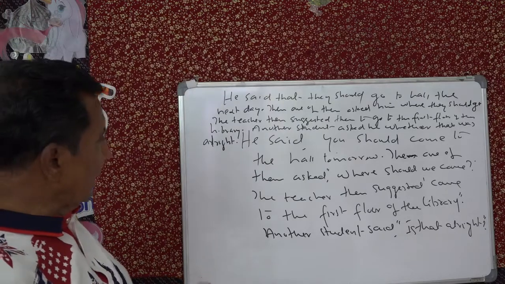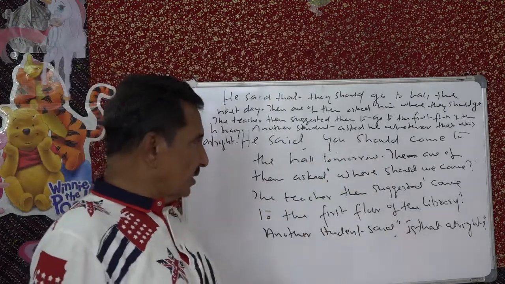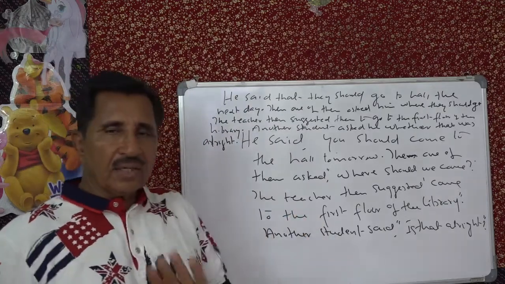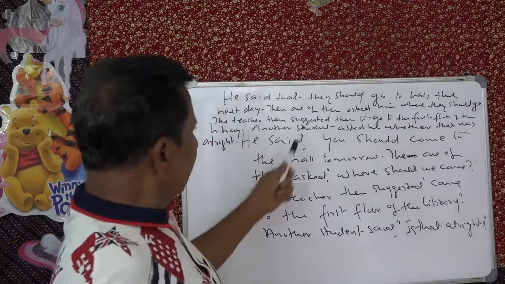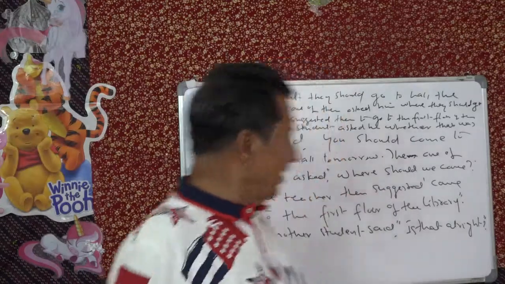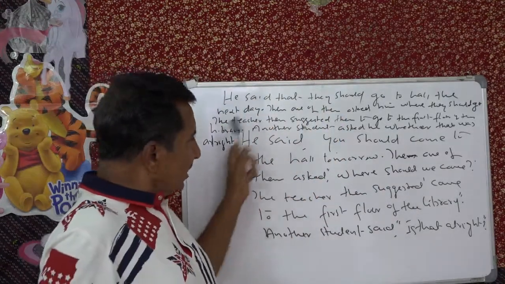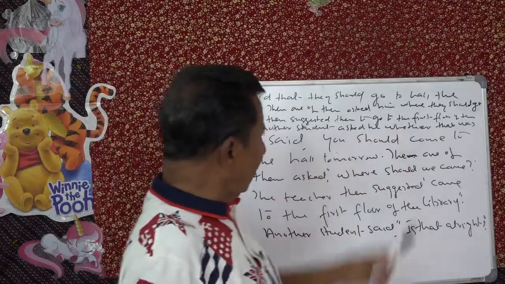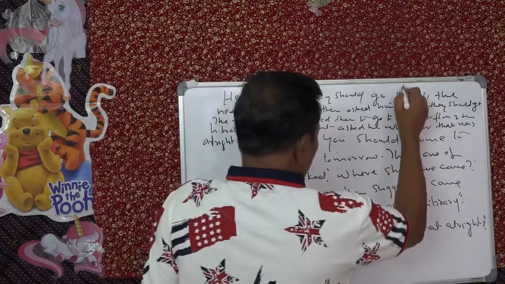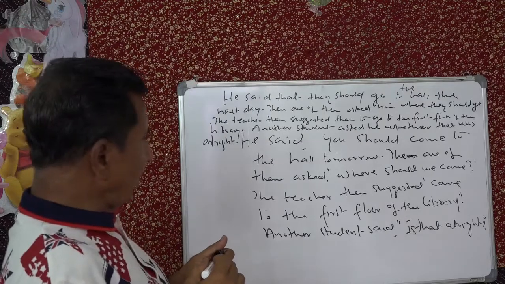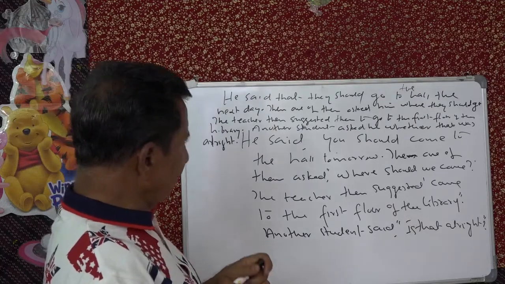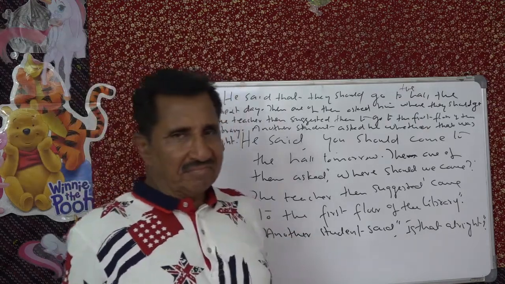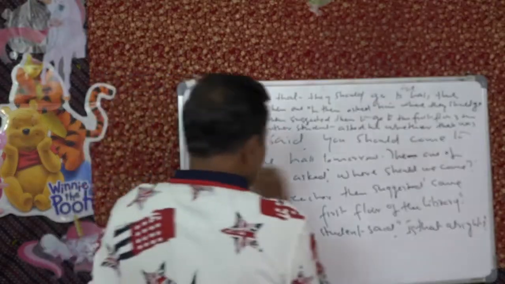So you can see in direct speech, you have got question marks, full stops, suggestions, yes or no questions, etc. But when you come to indirect speech, there is no such thing. He said that they should go. Come changes to go, that's common sense. So he said that they should go to the hall the next day. Then one of them asked him where they should go. The teacher then suggested them to go to the first floor of the library. Another student asked him whether that was all right. Isn't it? So this is how you change.